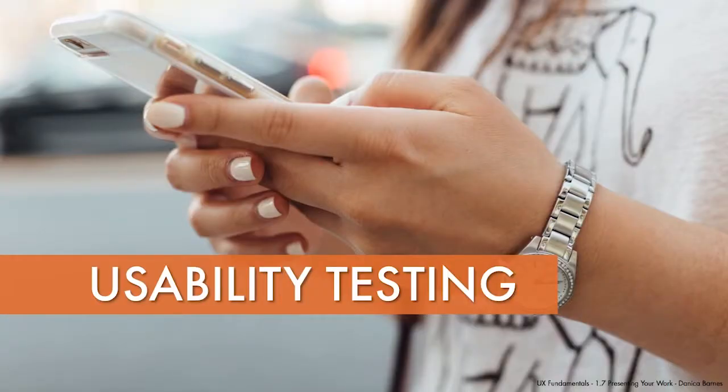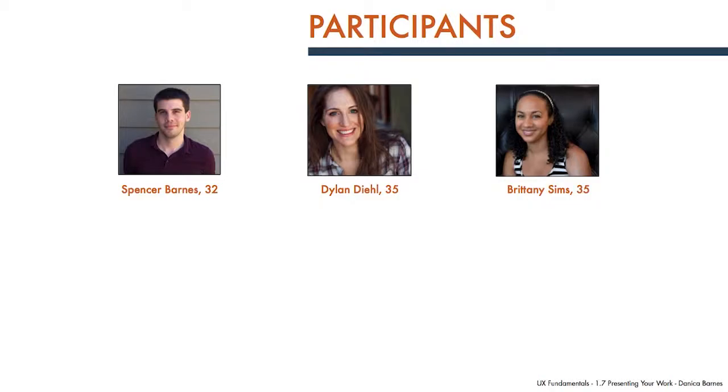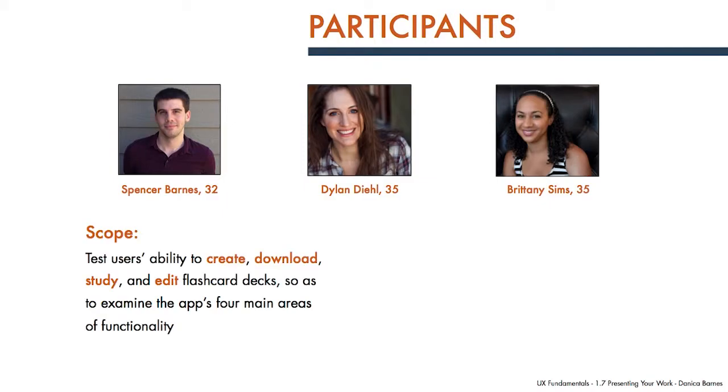And so then we went into the usability testing phase, and we recruited 3 participants: Spencer, who was from our user interviews, and then also Dylan and Brittany. What we wanted them to test out were the app's 4 main features, which were creating a deck, downloading a pre-made deck, studying a deck, and editing a pre-existing deck.